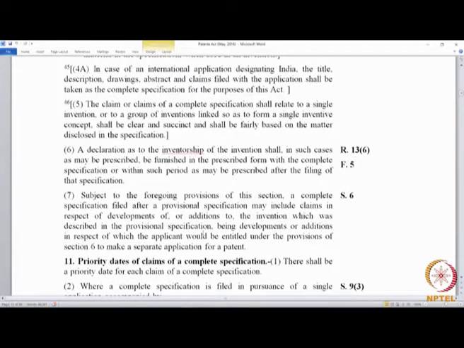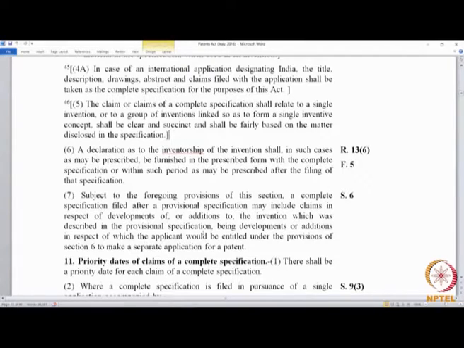If it is not filed along with the complete specification, then it has to be filed within the period that is prescribed. Now, a declaration of inventorship is filed using form 5. There is a separate form for that. The prescribed time period we will look at when we come to rule 13.